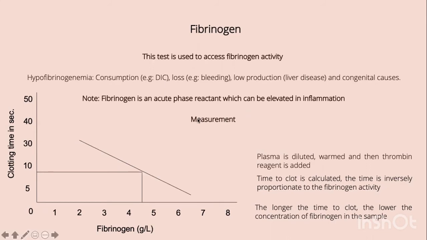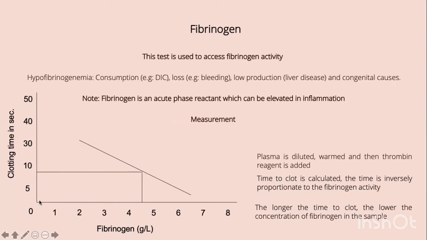How do we measure the fibrinogen activity? We get the patient's plasma, dilute it, and warm it, and add the thrombin reagent to it. And then we calculate the time needed to form the clot. But here, the time is inversely proportional to fibrinogen activity. The longer the time to clot, the lower the concentration of fibrinogen in the sample. Let's go to this graph. This is the clotting time in seconds, and this is the fibrinogen level. And the numbers are just examples, okay?